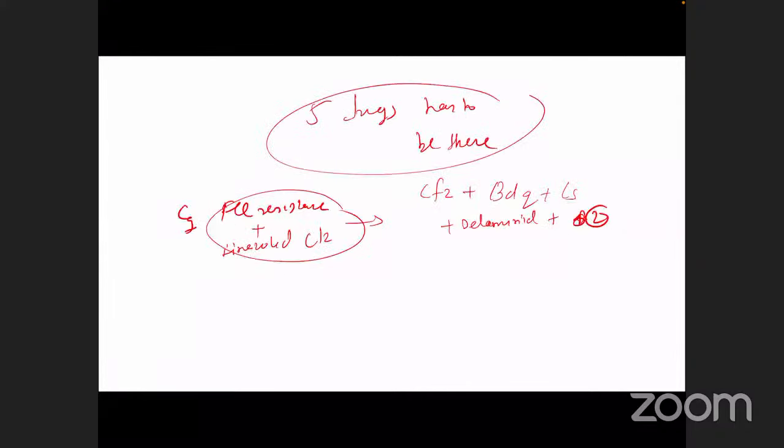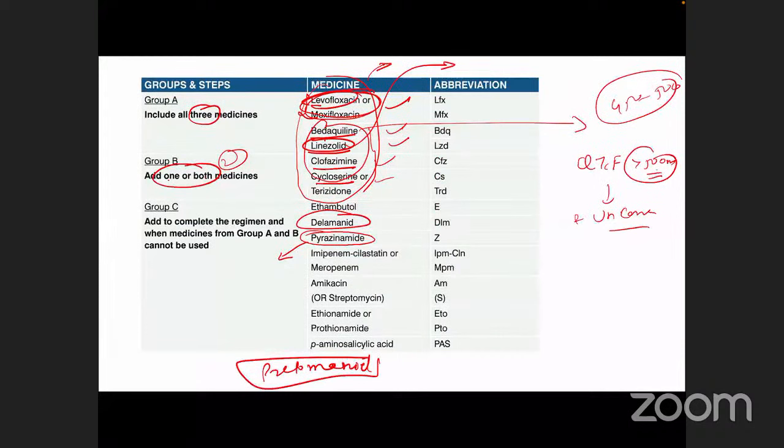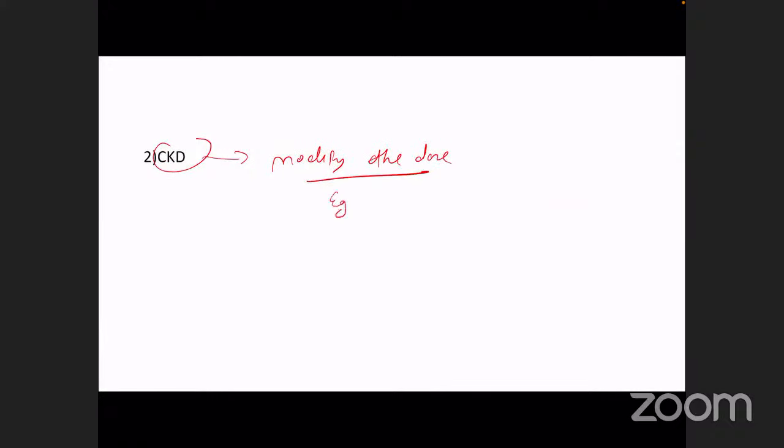And obviously, you will not like to use some drugs which are contraindicated in pregnancy. Say, for example, you will not use this drug in pregnancy. Okay, so you make a regimen based on the individual patient. Okay, so for example, CKD, like I just told you, you have to modify the dose of some drugs. Like, for example, you have to modify the dose of cycloserine, amikacin, pyrazinamide, ethambutol. So you have to modify the dose, especially with eGFR less than 30.